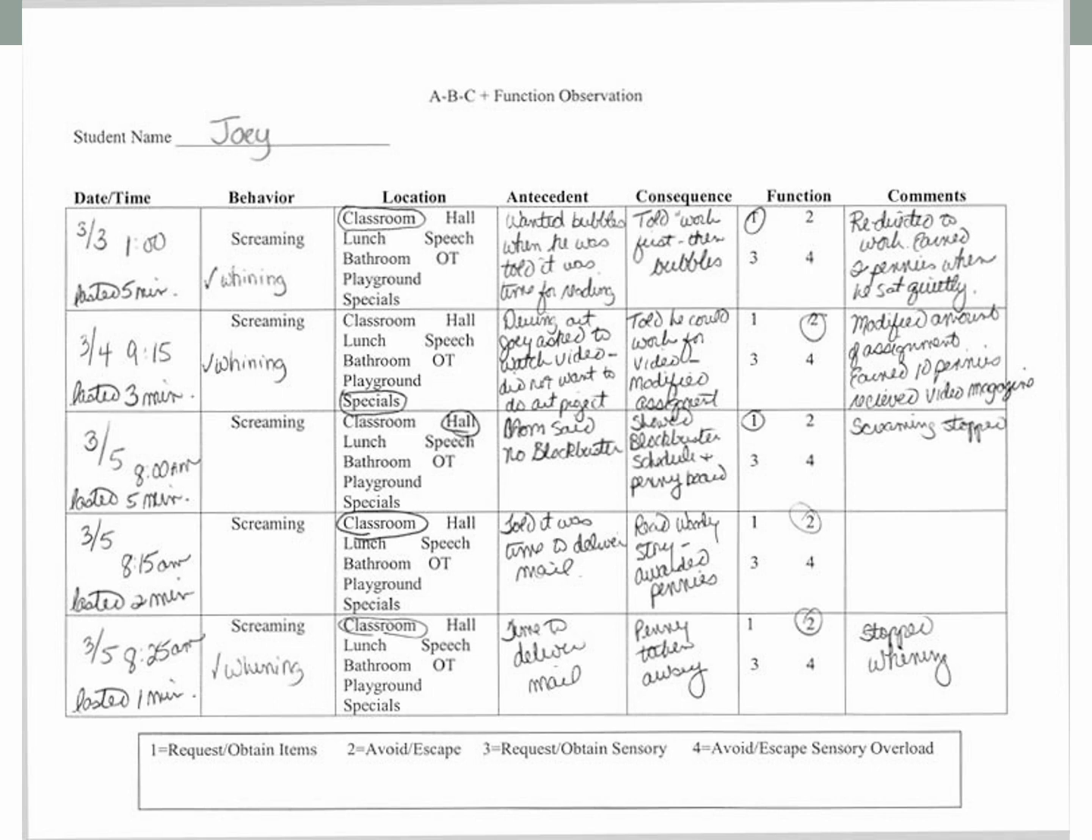This is another example of ABC observation. You can modify the ABC form as you need for your convenience. So this teacher especially specified the location where the target problem behavior happened, right? And then this teacher had multiple ABC observations and then defined the function of the behavior.